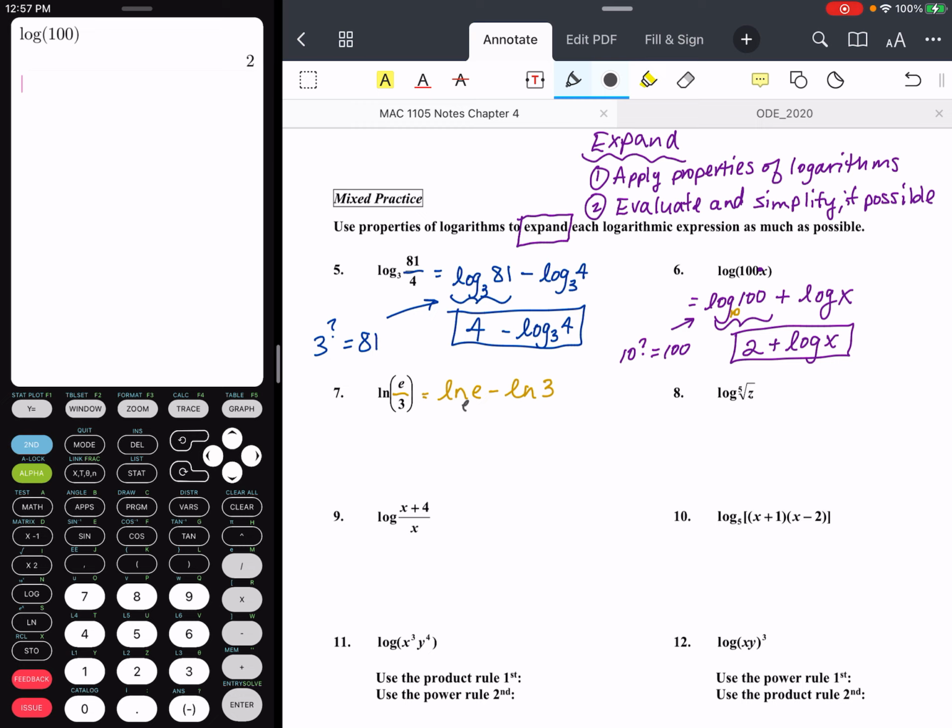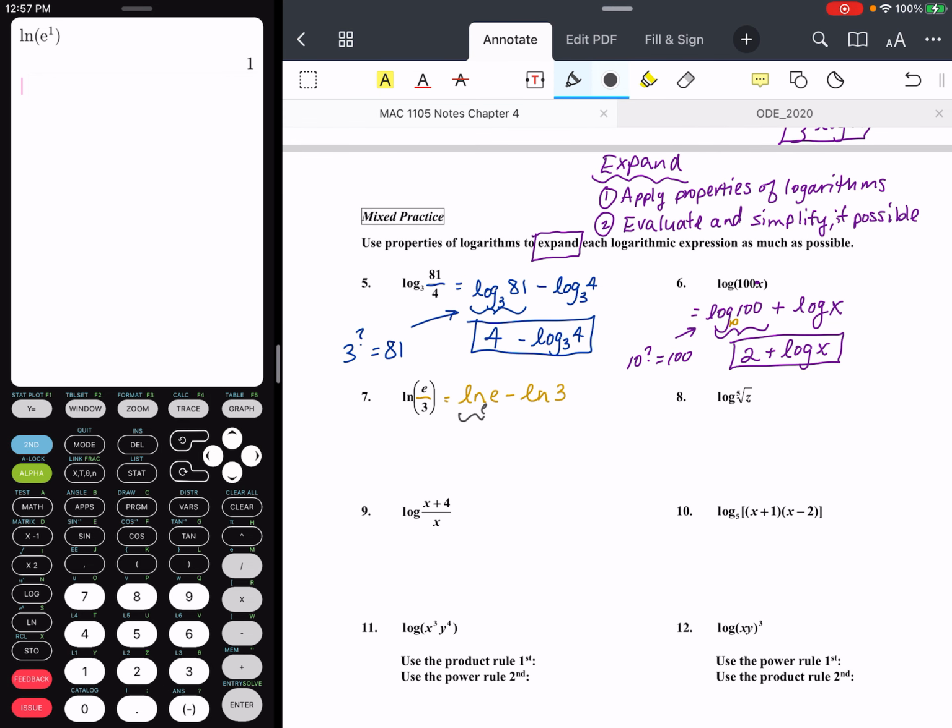Just because this natural log stuff is super weird, right? Go ahead and use your calculator. Just to double check, what's the natural log of e? If I hit second and the ln key, there's e. It's asking for an exponent, so e to the first is e. And there's my 1. So I know that this first term simplifies to 1, and I end up with 1 minus natural log of 3.